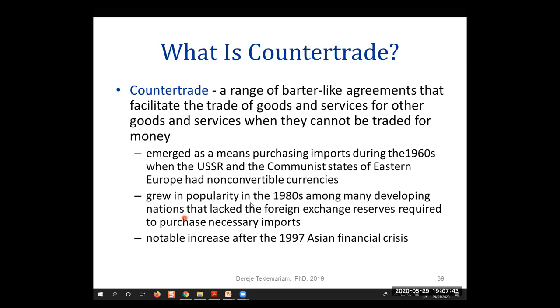And then it really grew in popularity in the 1980s, especially among many developing nations that lack foreign exchange reserves, because since they don't have foreign exchange reserves, they may not be able to fund their imports. So rather they work for counter trade. It also had a notable and remarkable increase in 1997, following the Asian financial crisis. So counter trade is an emerging, important concept that countries with national reserve deficits can implement.